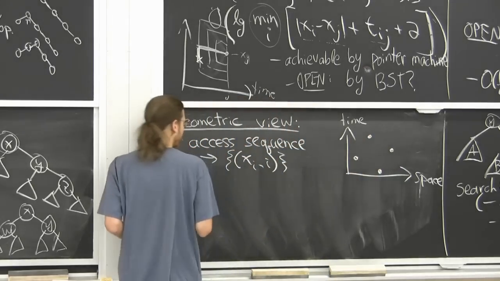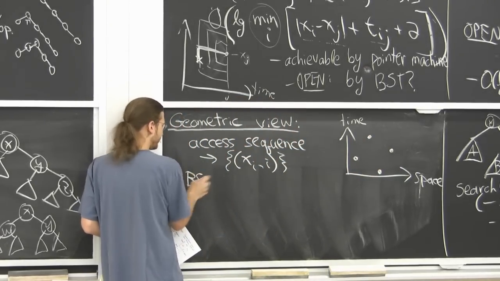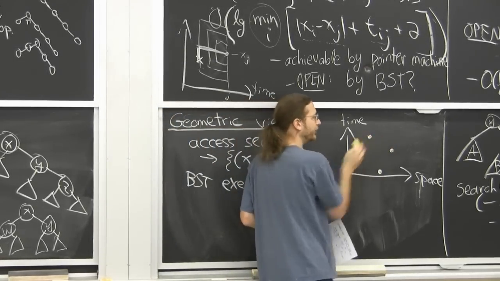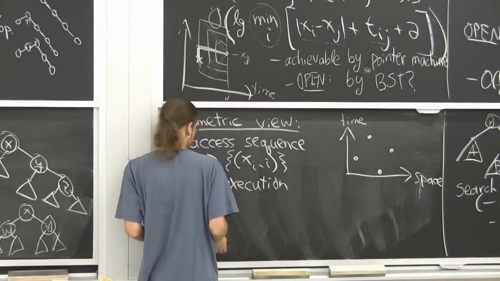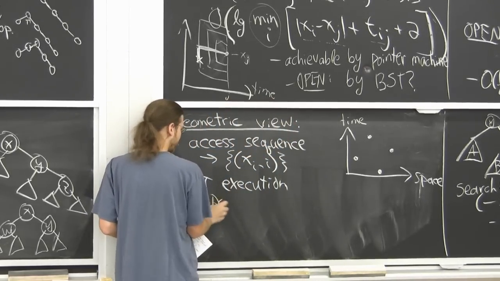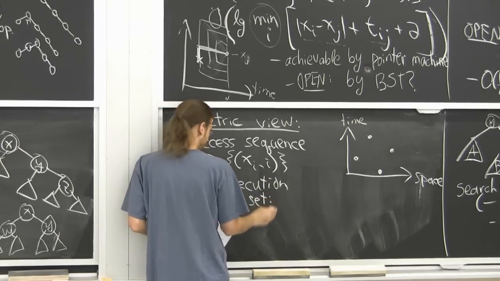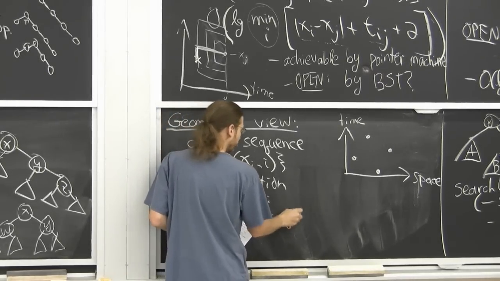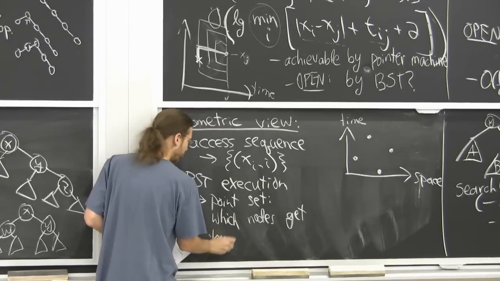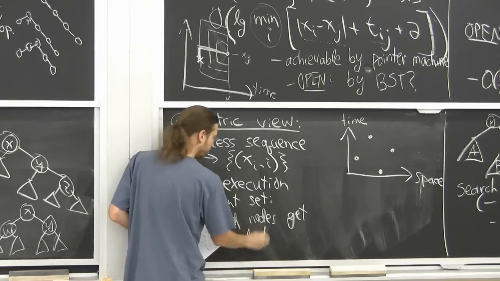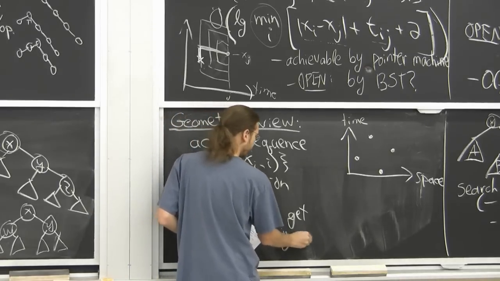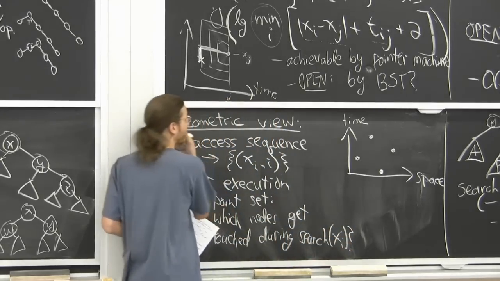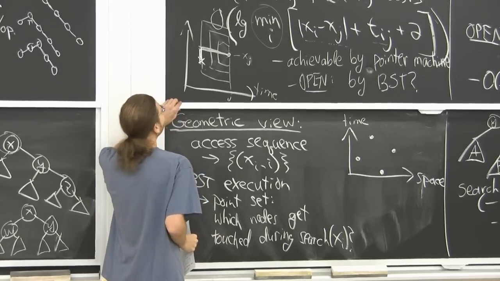Okay, we've been drawing this picture throughout the lecture. Now the interesting part is if you look at a binary search tree that actually accesses these elements, here's the exciting part. We're going to map this to a point set, which is which nodes get touched during a search, during each search. Okay, this is the fun part.